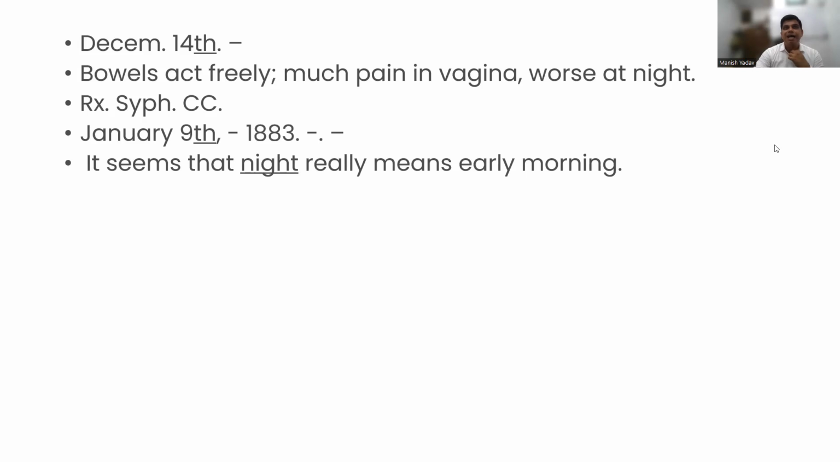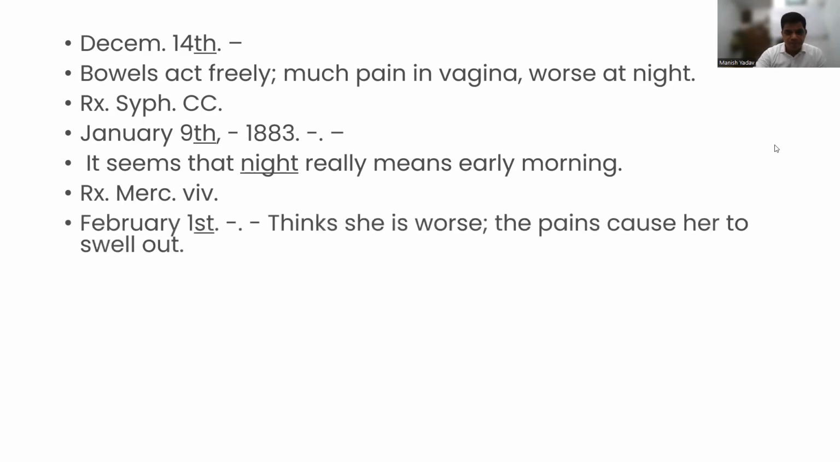Now here, after syphilinum also, the night aggravation still persists, and then he again gives Mercurius, because earlier he had given it because of the tenesmus and the rectal symptom, the syphilitic tendency, tenesmus and rectal symptom. He prescribed this. Thinks she is worse, the pain causes her to swell. Now even after giving mercury, it's not working. So syphilinum given, mercury given, symptoms remain the same.